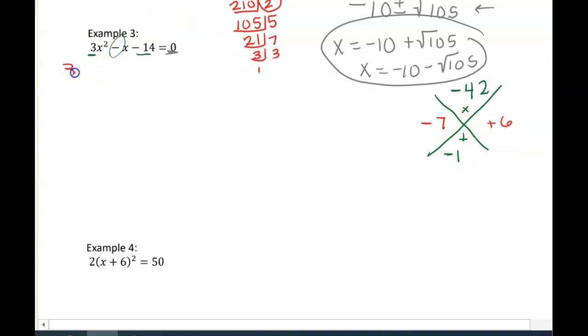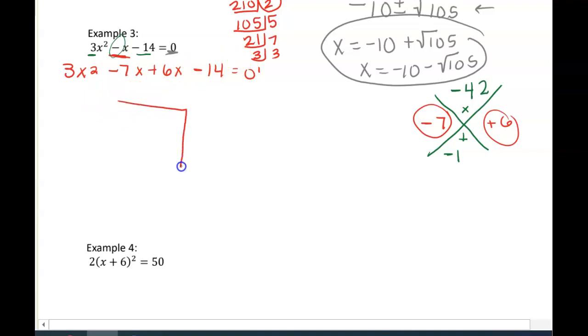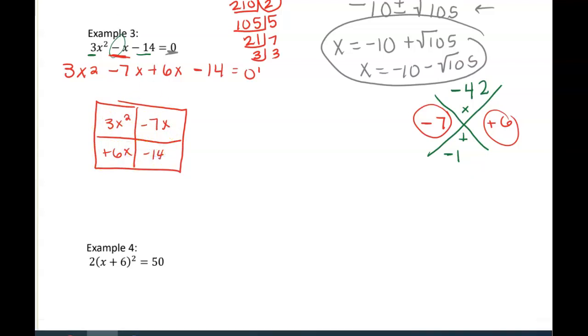So we can rewrite this as 3x squared, and once again, we're going to change this to include these. So minus 7x plus 6x minus 14 equals 0. Okay, well, now I can put it in the box. 3x squared minus 7x plus 6x minus 14. And we have, if I look here, my greatest common factor, I can pull out a 3 and I can pull out an x.